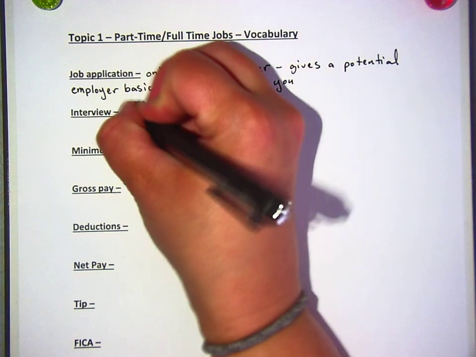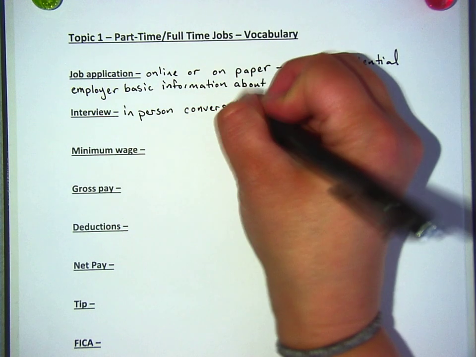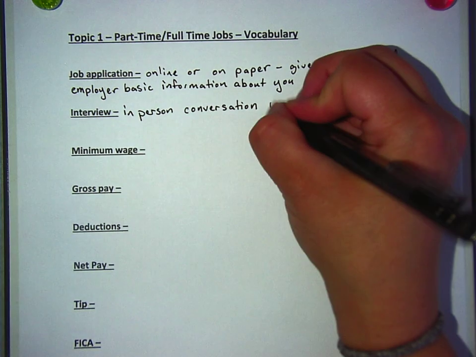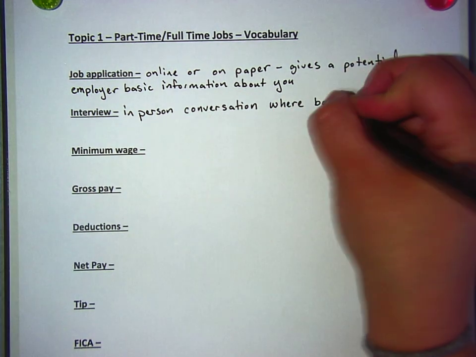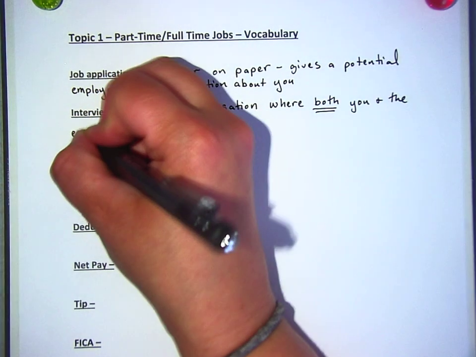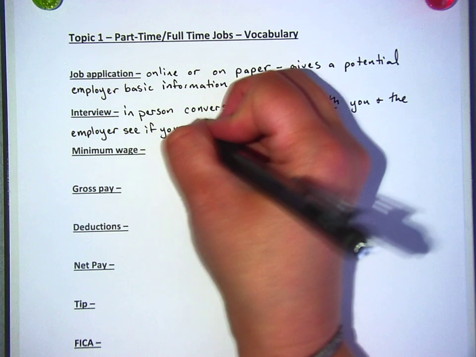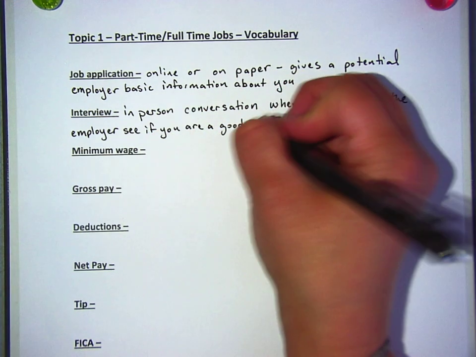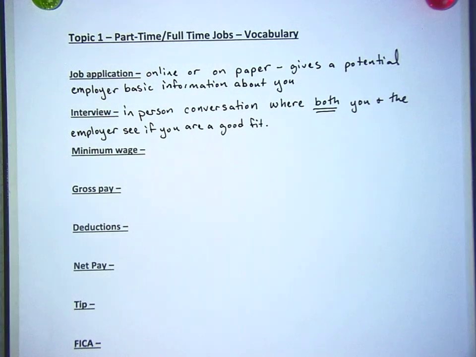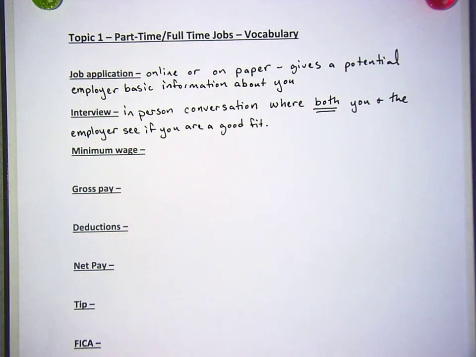An interview is in person, usually. Conversation. Where both, I'm going to underline the word both, you and the employer see if you are a good fit. Sometimes it is a very, very casual conversation.